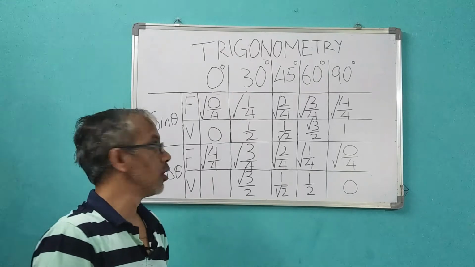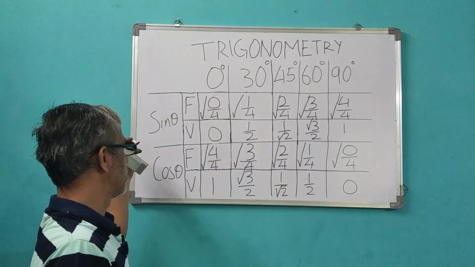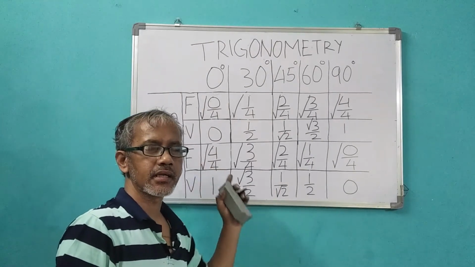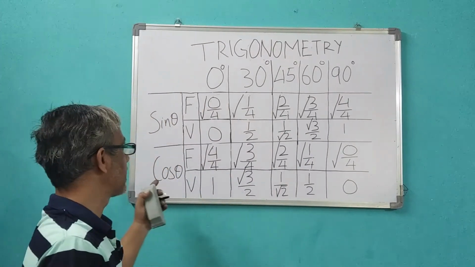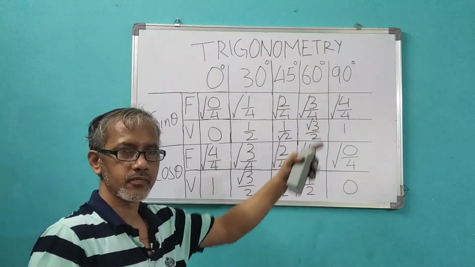Finally, we have to prove the values of these with the help of the right angle triangles and taking the ratios at these angles.